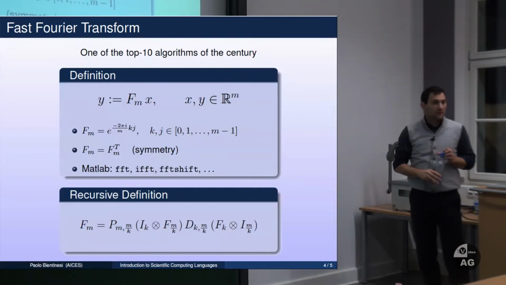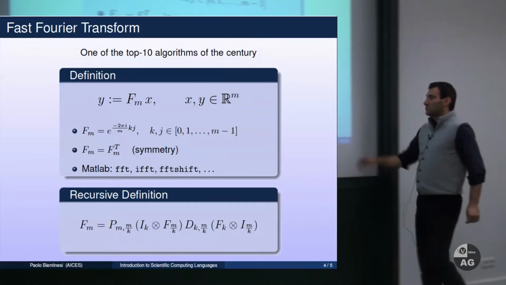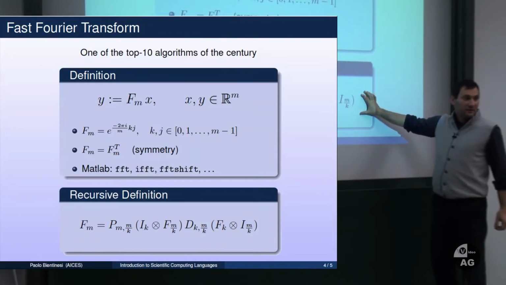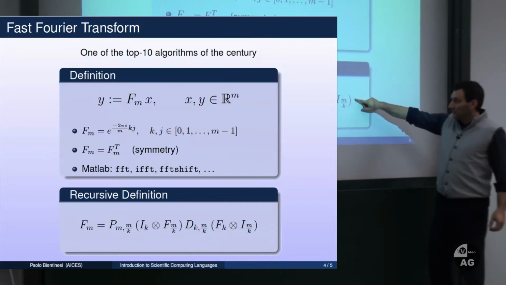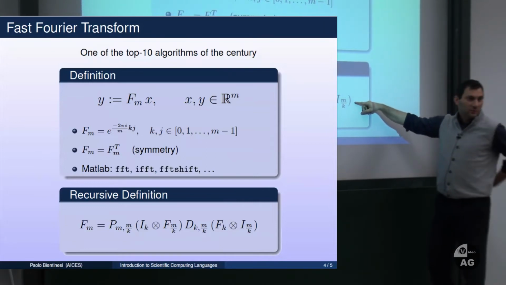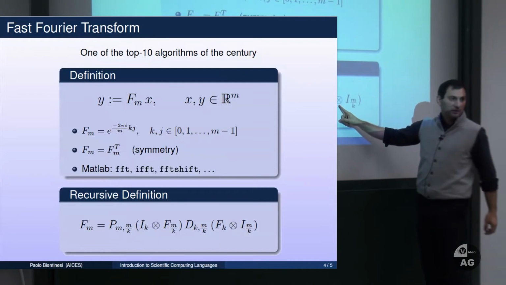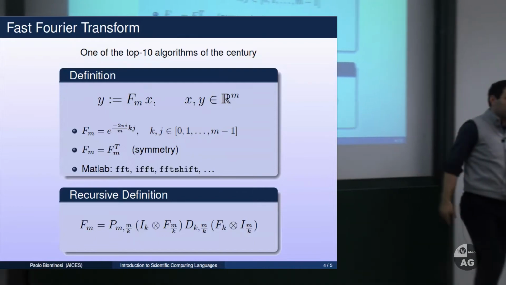Most of your assignment is based around this recursive definition. So let's see if in the next 10 or 15 minutes you can digest this definition. You have to understand this to be able to solve the assignment, okay? This product here is called the Kronecker product. Don't freak out yet, I will explain everything.